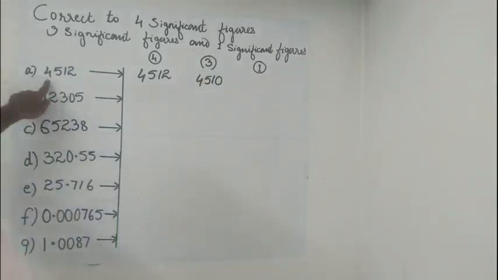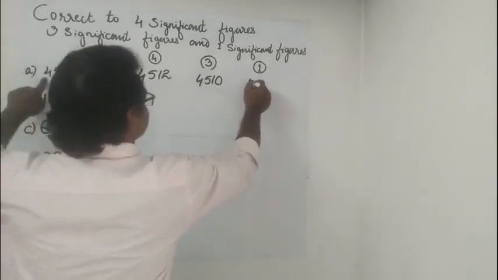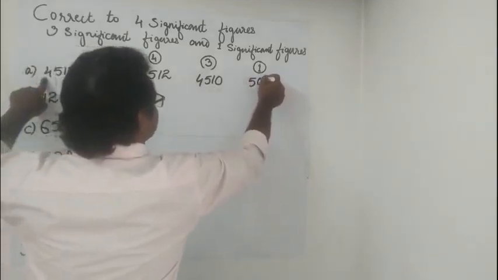Next, 1-digit number, 1 significant figure. You have to focus on 1 digit, that is 4. After 4, there is a 5. So you have to add 1 to the previous number. So it will become 5. So put 3 zeros.